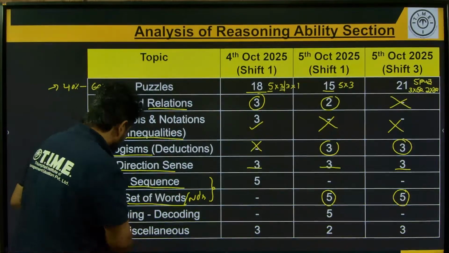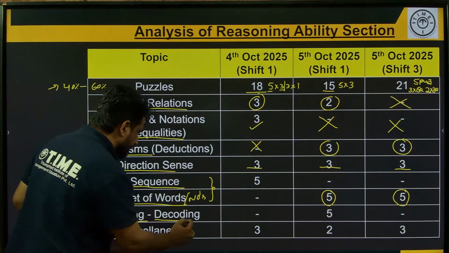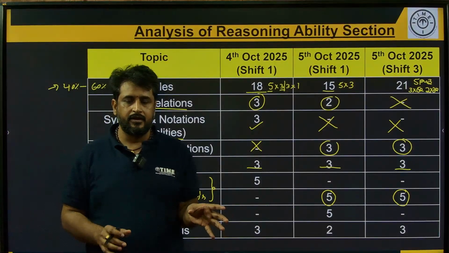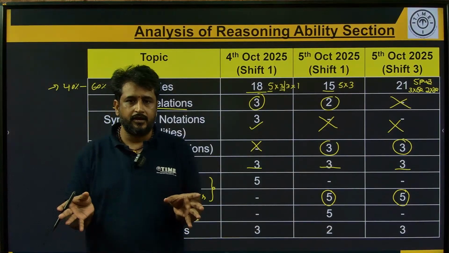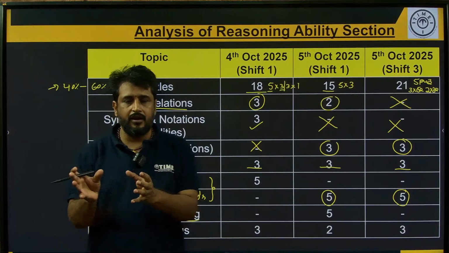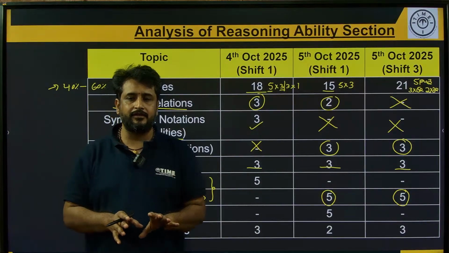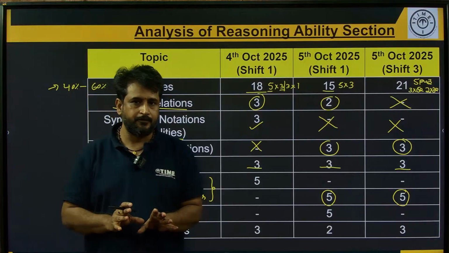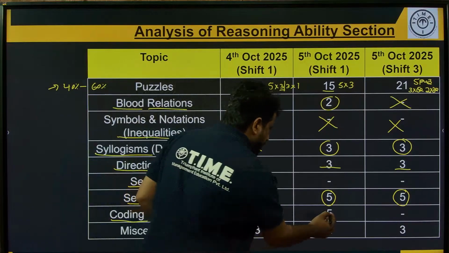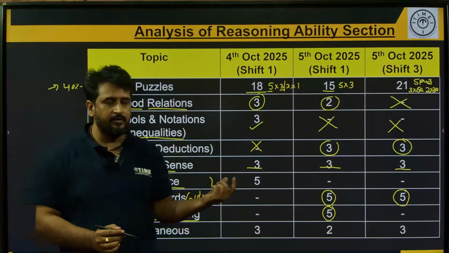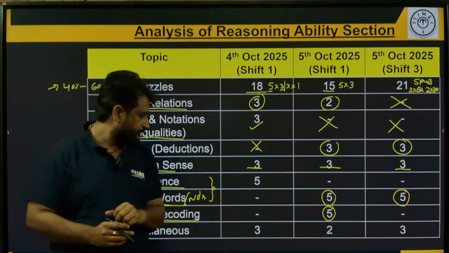And coding decoding, traditional coding decoding, a Chinese coding decoding was given. Left side some statements and right side their codes. In the elimination process, we have to identify the codes of each of the words, and there are no if conditions in the questions, straight questions. And only in 5th October 2025 shift 1, it was given, 5 questions.